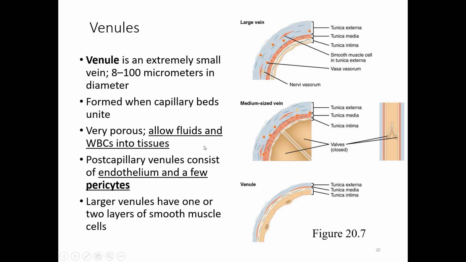Those post-capillary venules consist of endothelium. Here it is, endothelium, one layer of cells, and pericytes. Pericytes sitting on the top of them, keeping them together. Larger venules have one or two layers, sometimes a few more, of smooth muscle.